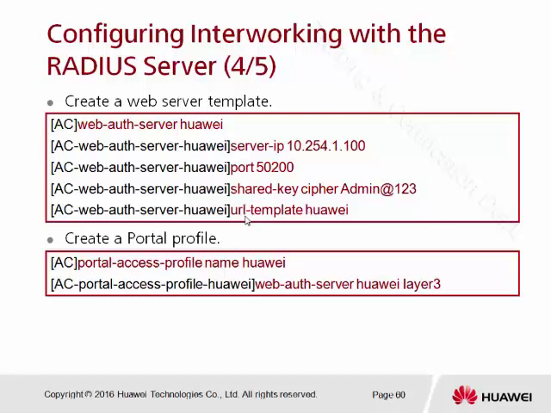Next one, you create a portal profile. So I use the command portal access profile, okay, followed with the name. So I'm going to bind the web authentication server that we configured previously into here. Okay, web authentication server Huawei, and then followed by layer 3, because you have to tell them right now you're actually using layer 3 to connect your current AC to the server.